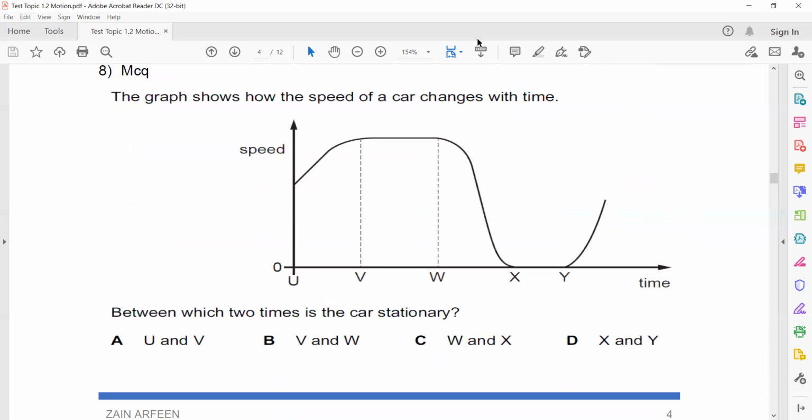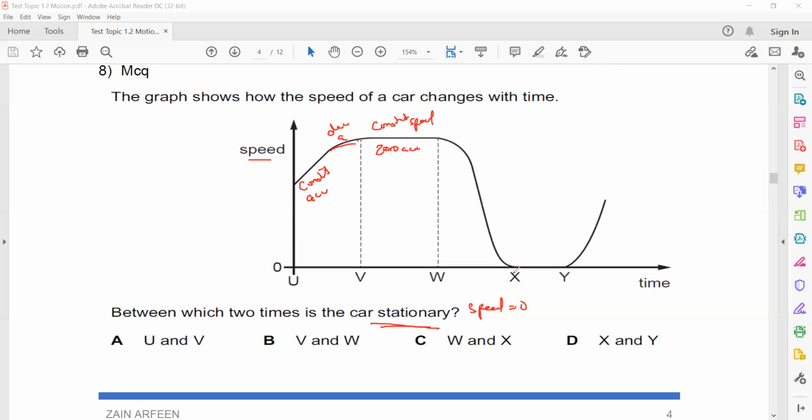In question 8, this is a speed time graph. The graph shows how the speed of the car changes with time. Between which two times is the car stationary? Stationary means the speed should be 0. So between U and V, first it was constant acceleration, and then because it is a curve, the slope is decreasing, so it is a decreasing acceleration. From V to W, it is a constant speed. Speed is not changing, or we can say zero acceleration.